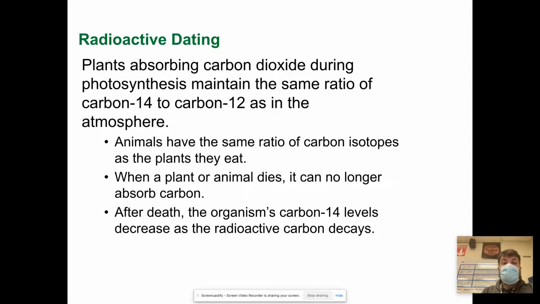So plants absorbing carbon dioxide during photosynthesis make the same ratio of carbon-14 to carbon-12 as in the atmosphere. Animals have the same ratio of carbon isotopes as the plants they eat. When a plant or animal dies, it is no longer able to absorb carbon, right? So this carbon comes from the atmosphere. The atmosphere, the soil has that type of carbon. Carbon's carbon. And so the plants will have a certain level of that carbon.